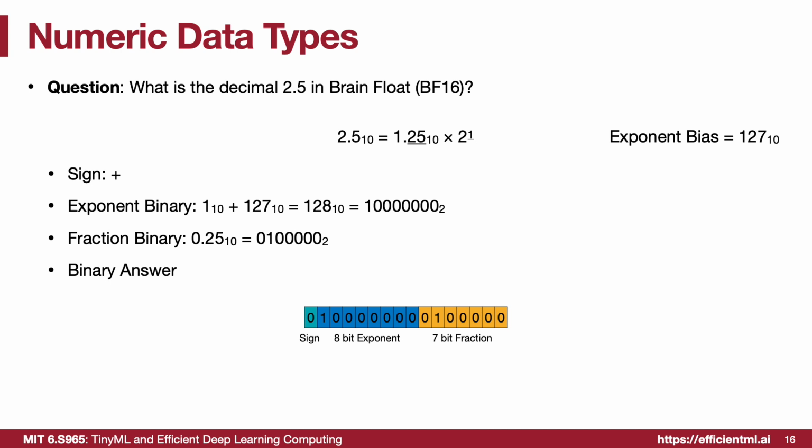Okay, so we have one sign bit, and the exponent in binary is 1 plus 15. Okay, and the fraction binary is similar to before. We can calculate that. So 0.25 is 0 and 1. So this is half, this is a quarter. So the binary answer is here.